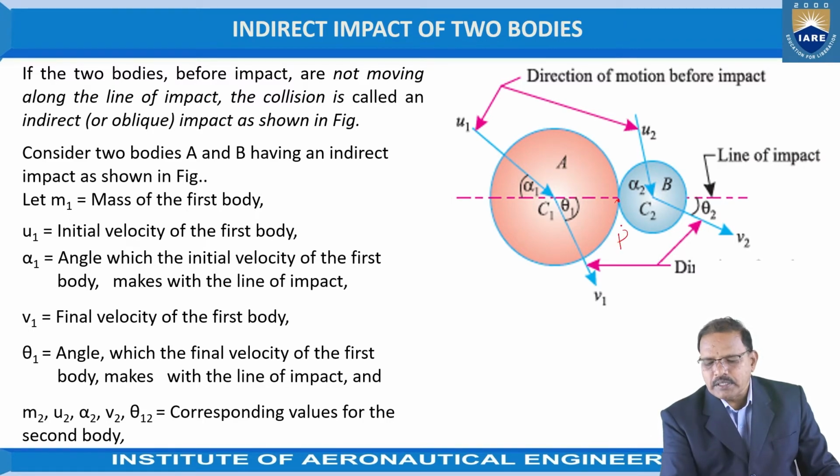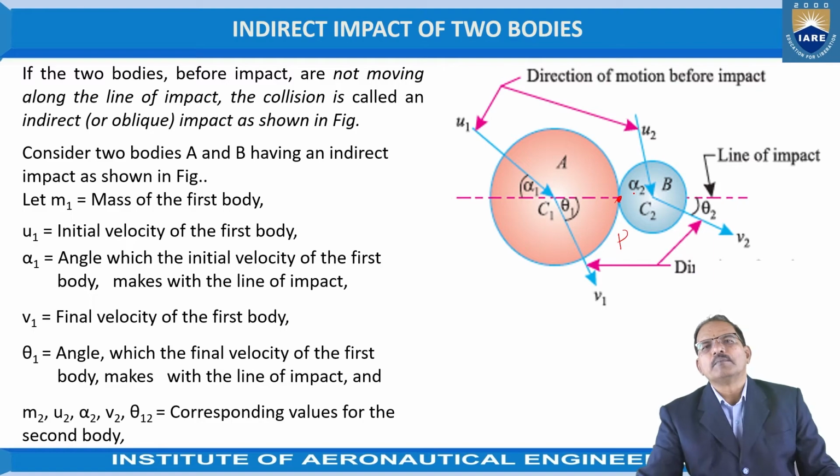let P be representing the point of impact. After the collisions, the first body is moving with the velocity of v1, making an angle of theta 1 with the line of impact, and the second body is moving with v2, making an angle of theta 2 with the line of impact as shown in figure.